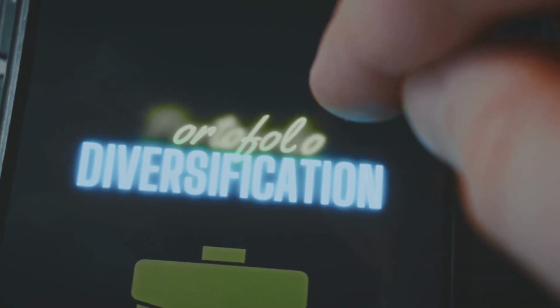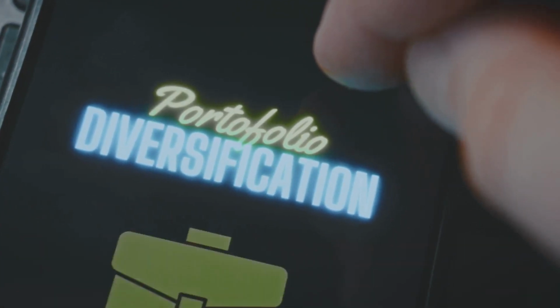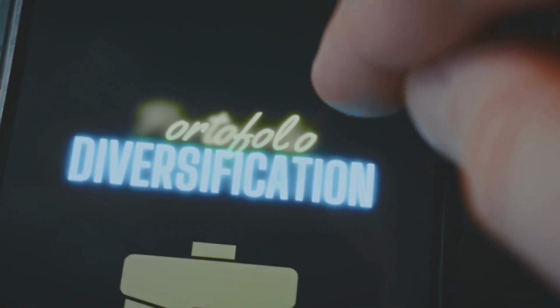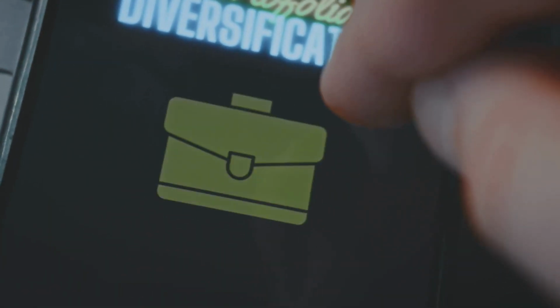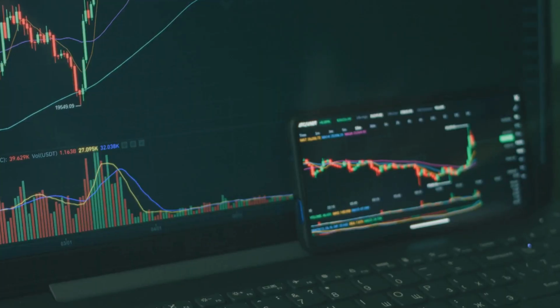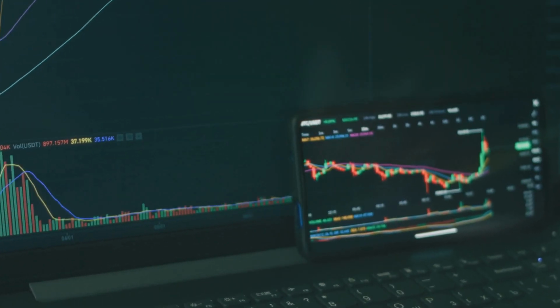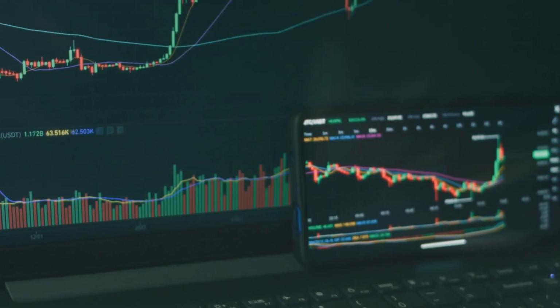Diversification is a fundamental risk management principle. Instead of putting all your eggs in one basket, spread your investments across different asset classes, sectors, and option strategies. This approach reduces the impact of a single losing trade on your overall portfolio.